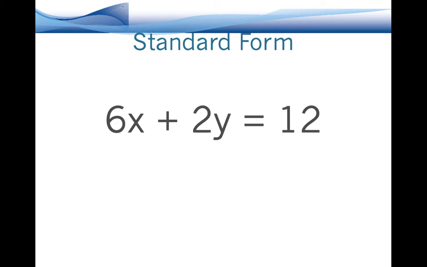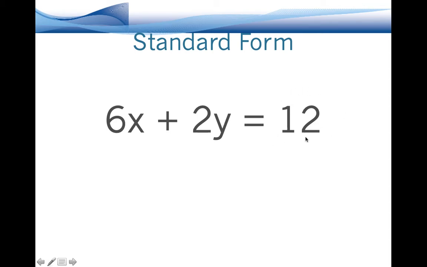So this is standard form. Standard form is a number with an x and a number with a y, or just an x and a y, and then a 12. All of these forms have an x and a y. Now in this one, you have a 6 times x plus a 2 times a y, and that'll give you 12. That's just standard form. That's all it is. You haven't solved for anything but the whole number in this situation.